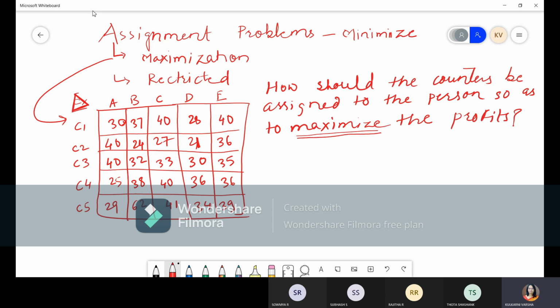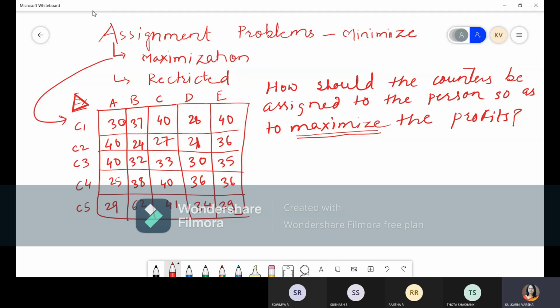Most of the time, they will not give any problem statement, but they will just give this matrix and ask you to solve this assignment problem. But many times there will be big problem statements and they will ask to find out the minimum cost or find out the assignment. If nothing is mentioned, that means by default it is an assignment problem for minimization. But in this sentence you can make out that the counters should be assigned to the persons so as to maximize the profit, right? So this is a special category of assignment problem.